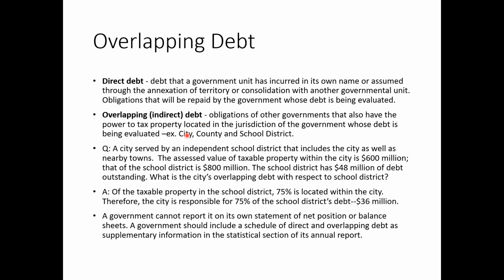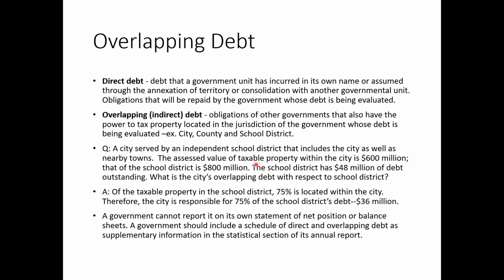So what is overlapping? We know many times we're going to have overlapping between city, county, and school district. For example, the school district usually will be a little bit larger than the city. Let's look at this example. A city served by an independent school district that includes the city as well as nearby towns. So the independent school district is larger.